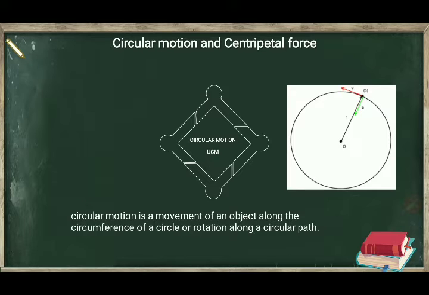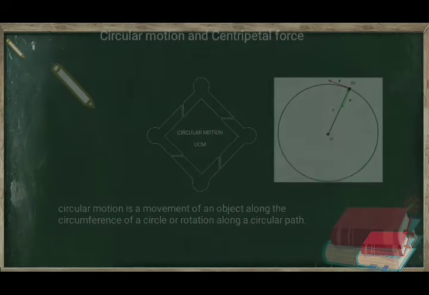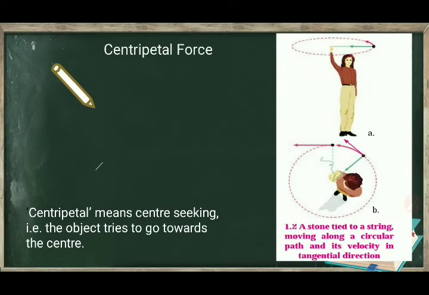Next is centripetal force. It is related to circular motion, which we have just learned about. What is centripetal force? Centripetal means center seeking, that is, the object tries to go towards the center. In this diagram you can see a stone tied to a string and moving along a circular path. See the girl moving the stone along a circular path by tying it to the string. The velocity is in the tangential direction, as I told you, tangential to the circle.